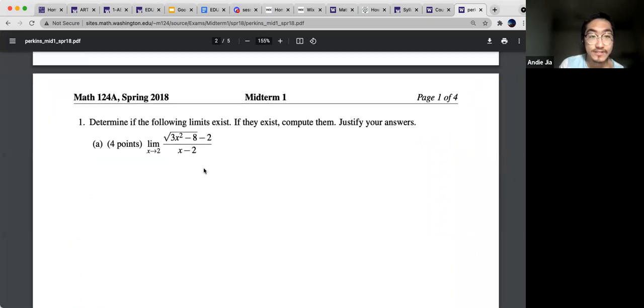Here's the first question: is this a limit? If you ever see a radical here, regardless of the answer, just conjugate the numerator. If you plug in 2, it is 3 times 4, 12, minus 4, is a 0. This is a 0 over 0 limit.